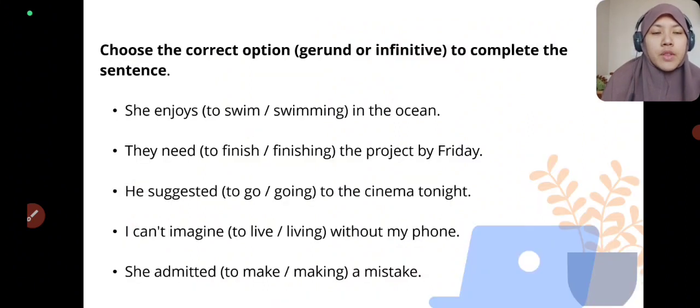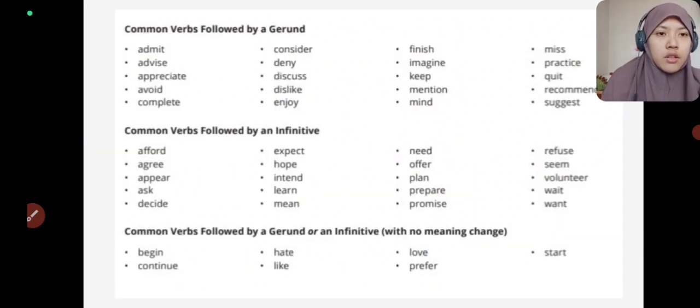Okay, good job, students. So now I want you to make two sentences using gerund and infinitive. I give you 5 minutes. Okay, you may start. Okay, students, you can use this list to help you. Are you ready? Good. Okay, can you please share with the class? Okay, please.